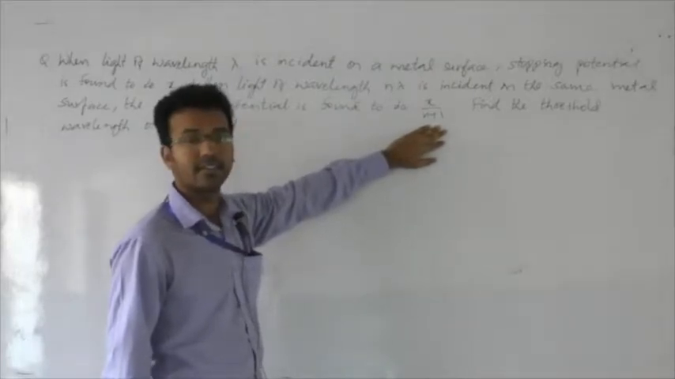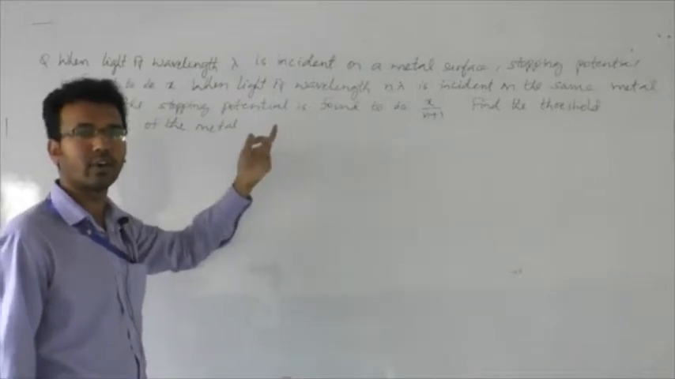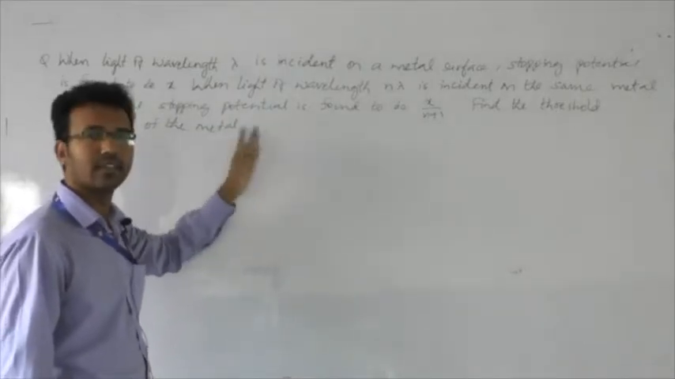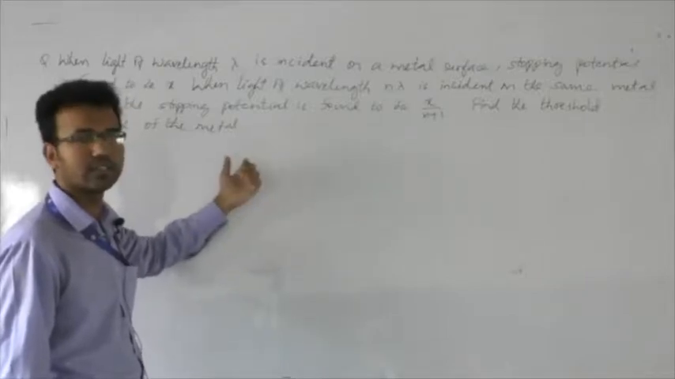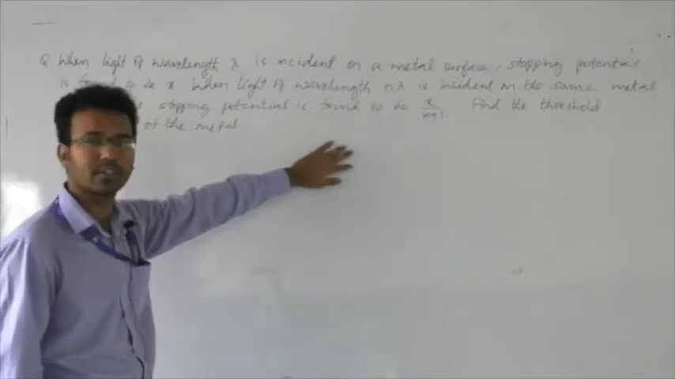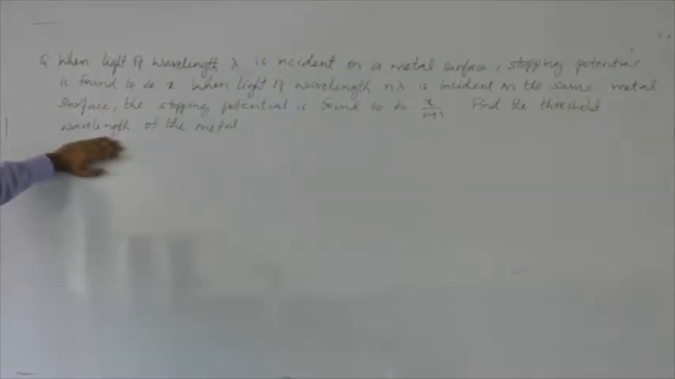As I said, whenever there is a change in the wavelength of light, the stopping potential will also change, because when the wavelength is changed, the maximum kinetic energy of the ejected electron will also change, and when it changes, the stopping potential will also change. So we have to find the threshold wavelength for the metal. What is the threshold wavelength? It is lambda naught.